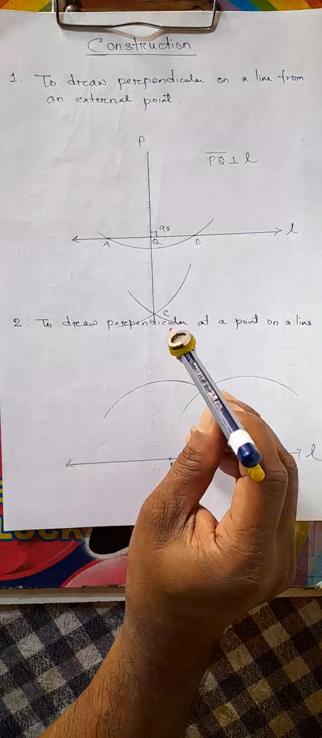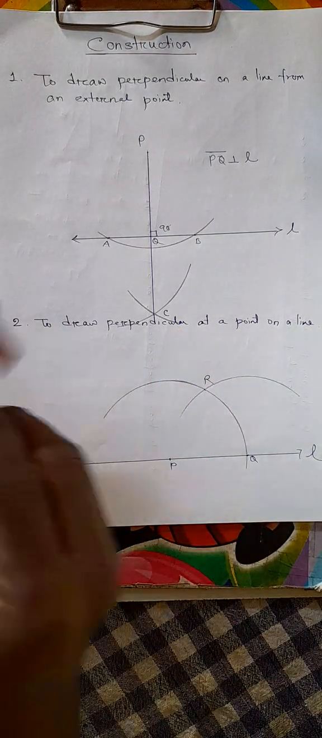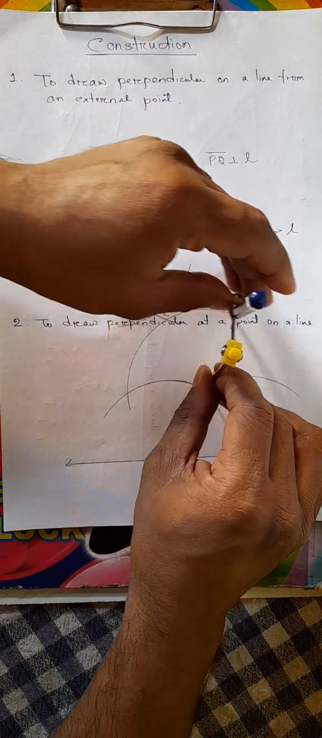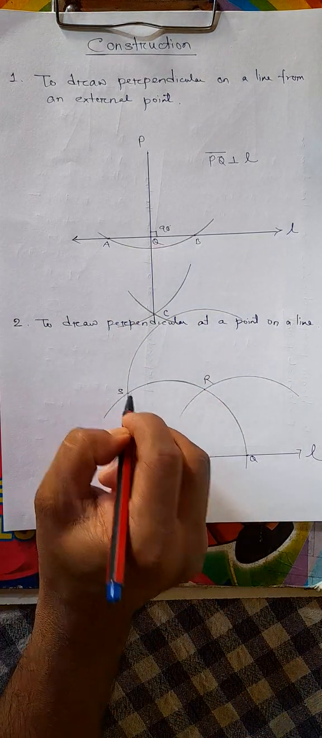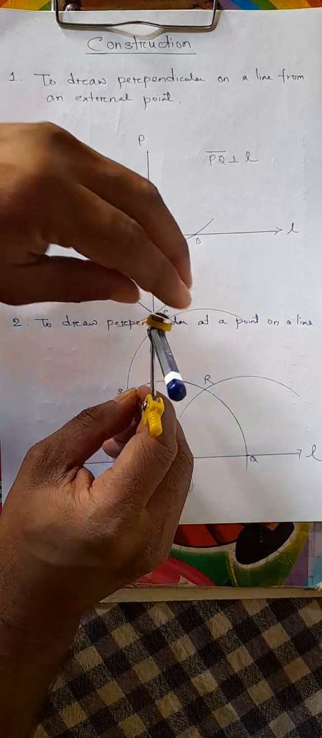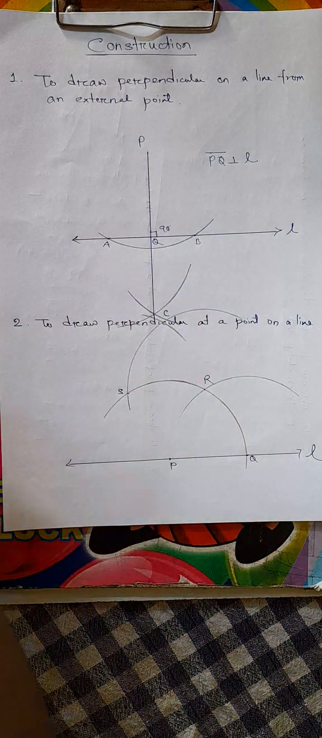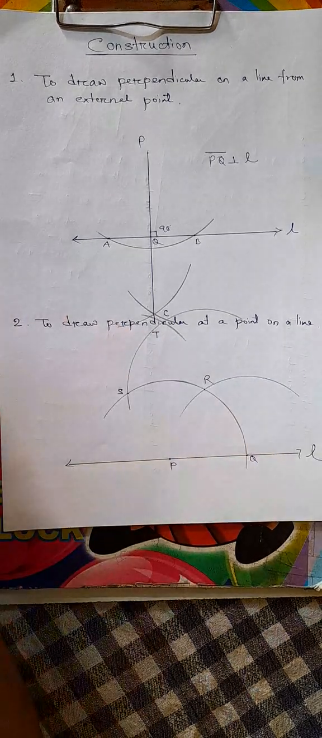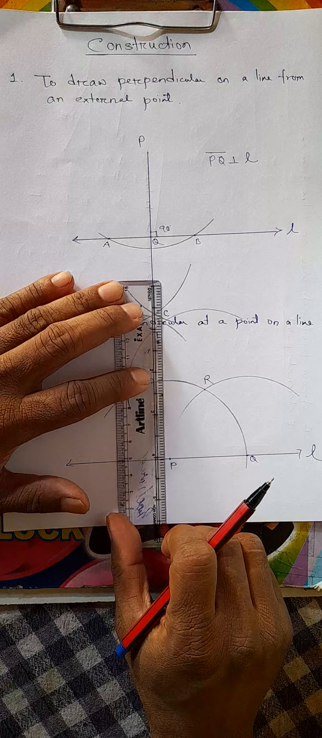Now with R as a center, let us draw another arc of the same radius. Say this is S. Now with S as a center, let us draw another arc. Suppose this point of intersection is T. Now let us join T with P.